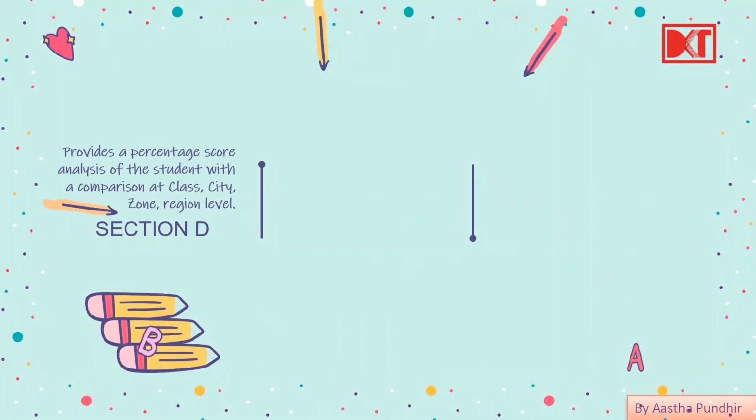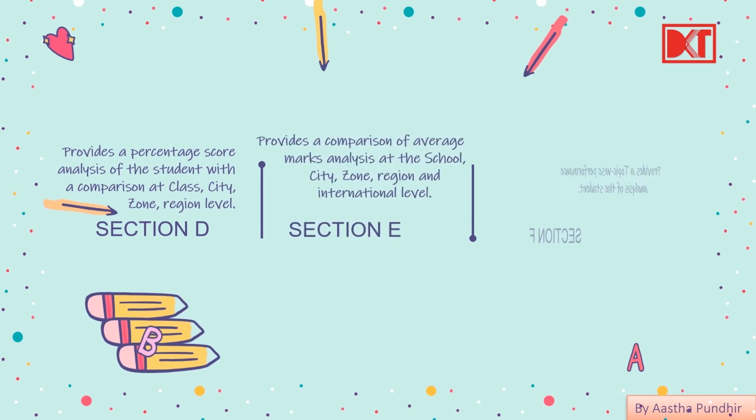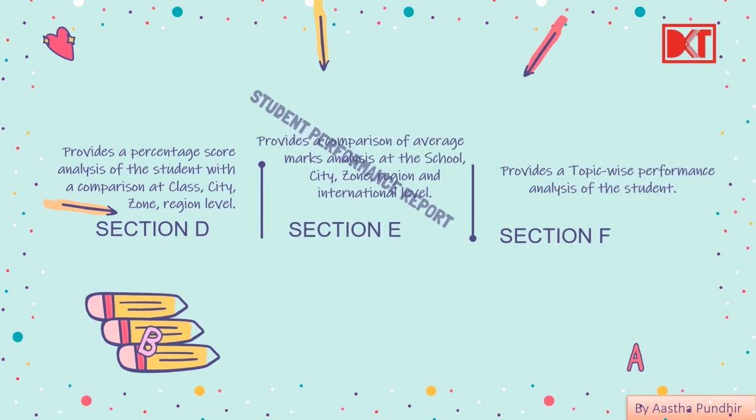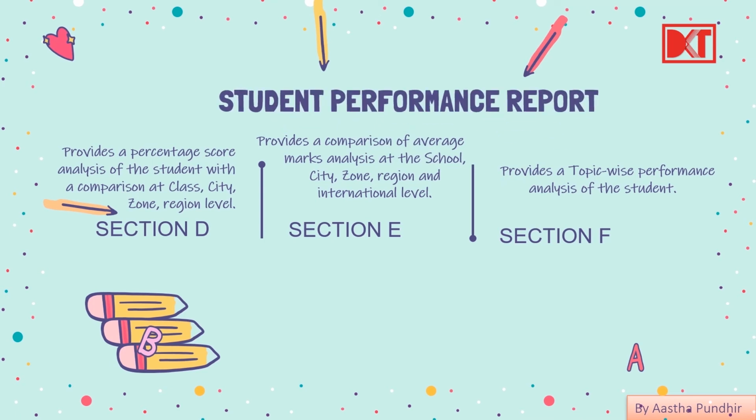Here, the student performance report, section D, E, and F. Alright, so here, section D, it talks about providing a percentage score analysis of the student with comparison of the class, city, zone, and region level. Now, in the previous sections, we were talking about the rank analysis or performance analysis. Here, we are providing a percentage score analysis.